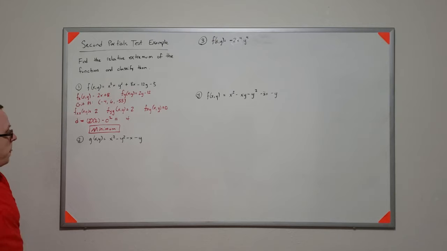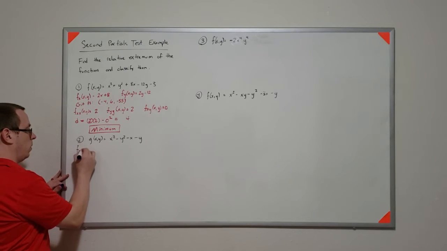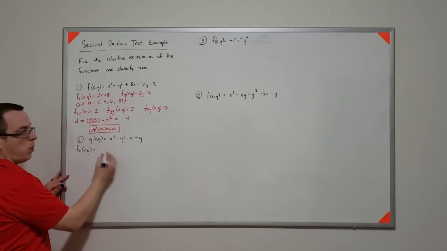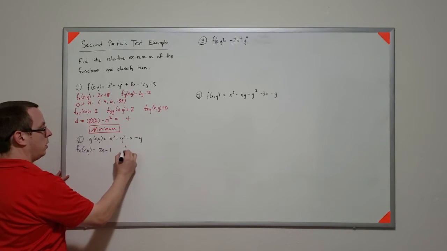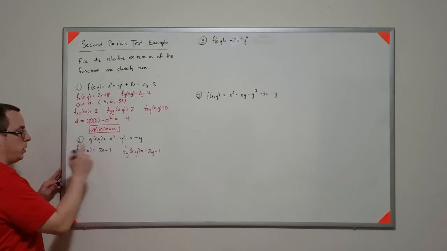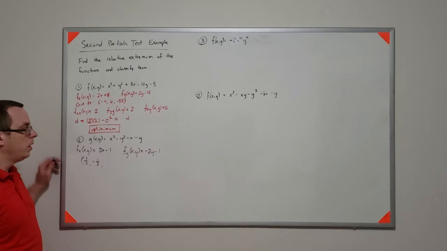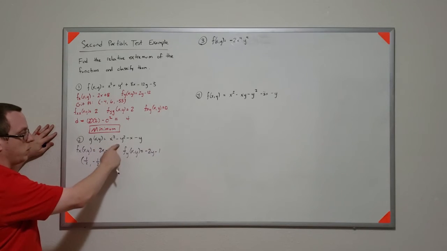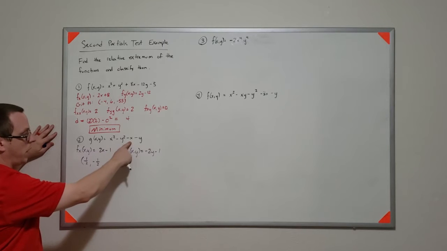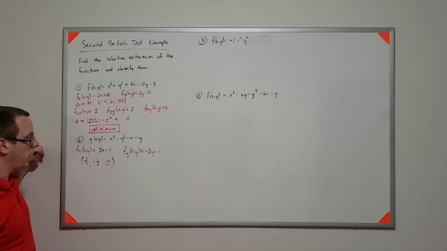So then I continue on. I say, all right, g of x, y is this piece, so I need to find my first partials. 2x minus 1. First partial with respect to y is -2y minus 1. So that tells me that the point is 1/2, -1/2, and if I plug that in, I get 1/4 minus 1/4 minus 1/2 plus 1/2. So that tells me (1/2, -1/2, 0) is the point.